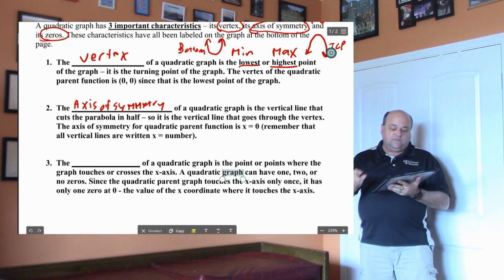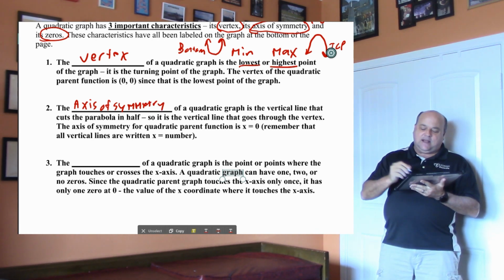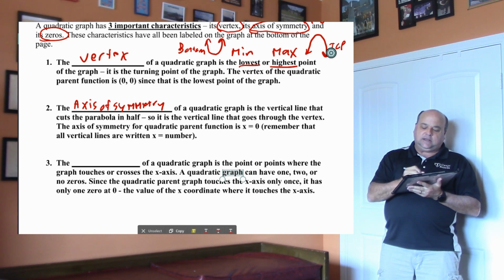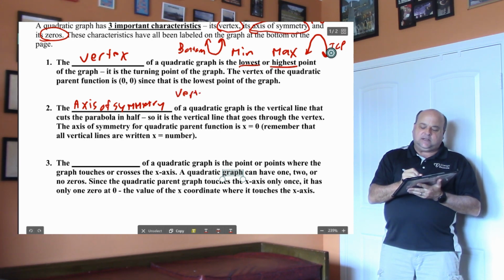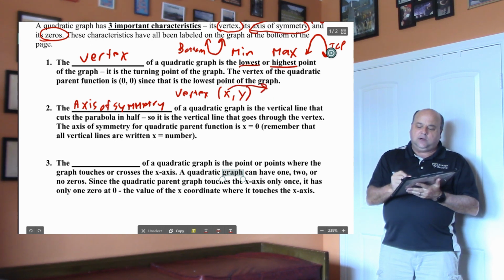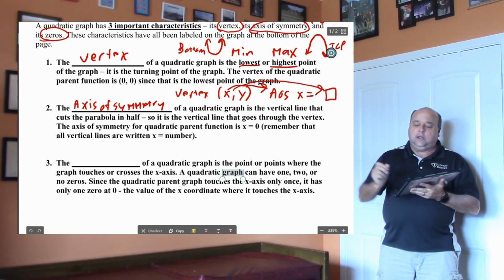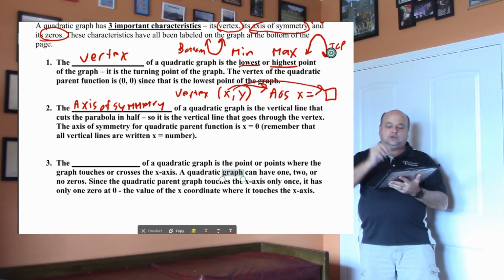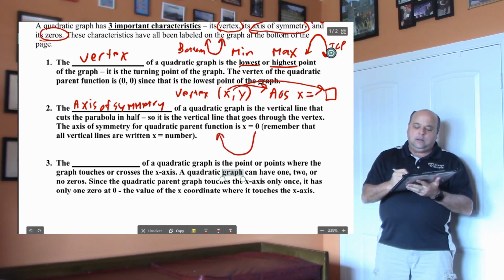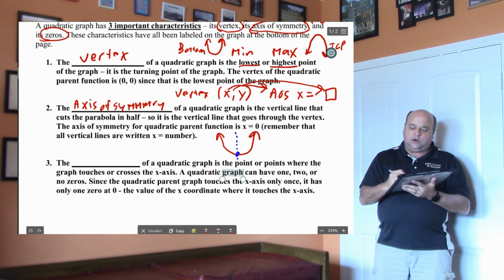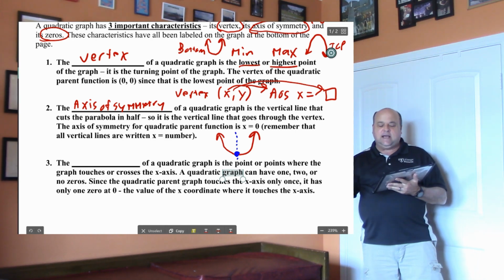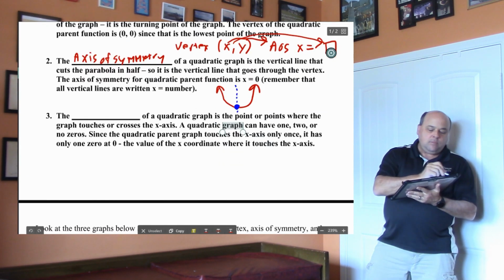The axis of symmetry of a quadratic is a vertical line that cuts the parabola in half and goes through the vertex. So let's say my vertex is x comma y. This number is going to be the axis of symmetry. It's going to be x equals whatever that number is, okay? So your axis of symmetry will take the parabola and cut it in half, and it's going to go through the vertex. That's what the axis of symmetry will look like.